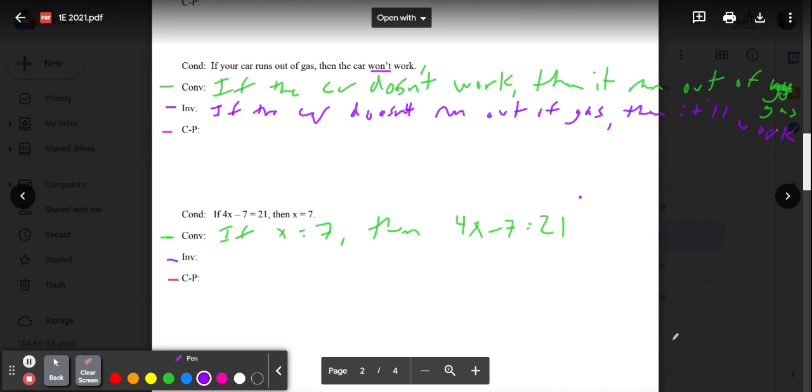Down here, the inverse. Okay, so the conditional is if 4x minus 7 equals 21, then x equals 7. So the inverse would be if 4x minus 7 does not equal 21, then x does not equal 7.